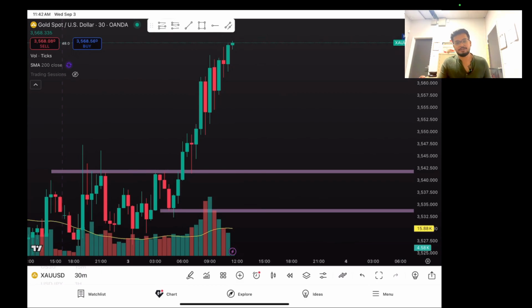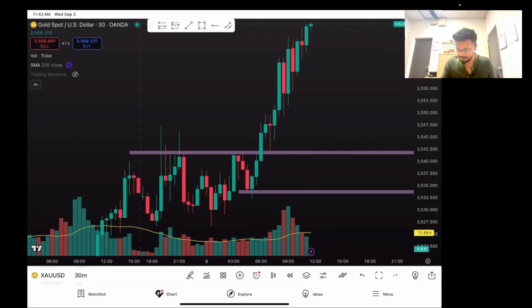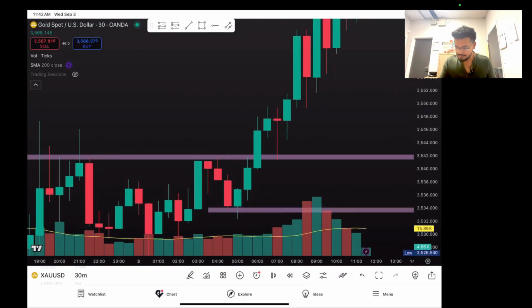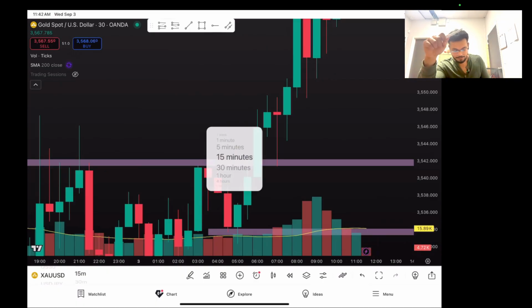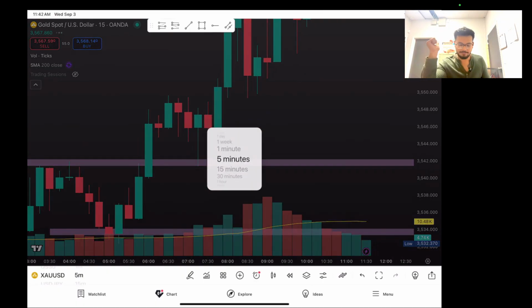Anytime you see wicks on a bigger time frame, it's the market structure of the smaller time frame. And now what do I mean by that? Remember these purple lines, okay? And then this red candle that formed on a 30-minute time frame, this smaller body, larger wick. Remember this candle, okay? And now we go back to, let's say, 5 minutes.